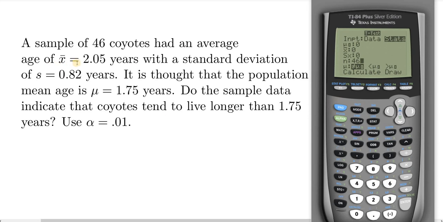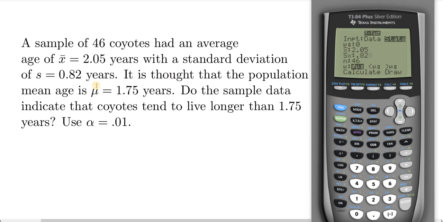Had an average age of x bar equals 2.05 years. So x bar is the sample mean. So I'm going to come up here and type in 2.05 and then go ahead and hit enter. Very good. It is thought that the population, with a standard deviation of s equals 0.82 years. That's the sample standard deviation. That's the reason we're using t in this problem.